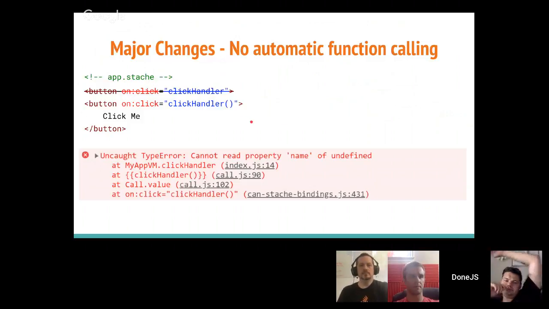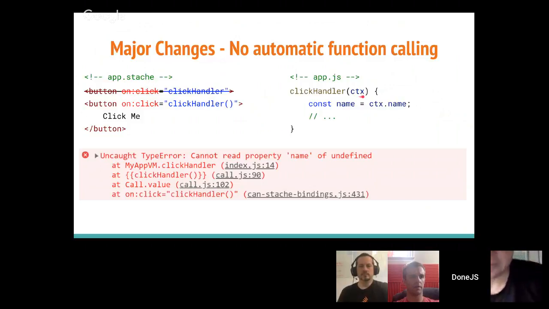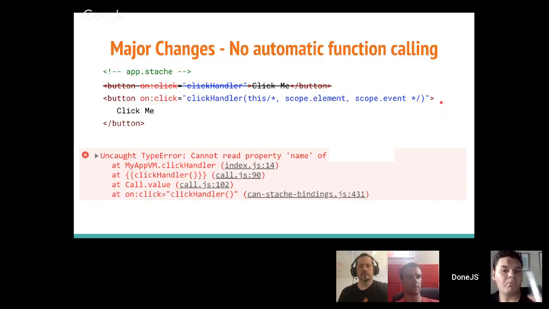If you take a look at click handler's code, you can see that it's actually expecting to receive some argument. In 3.0, this automatically called function would actually get called with some arguments. So you need to be aware of that. When you make this change, take a look at what arguments that function is expecting, and how do I pass those correctly.